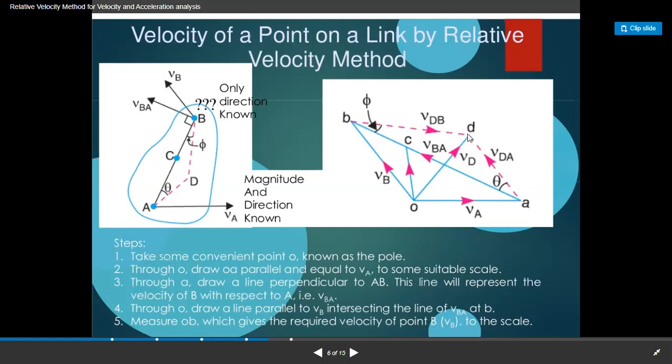Now point D is connected with point O, so you get the absolute velocity of point D. You connect point D with B, so you get the relative velocity of D with respect to B, and point D connected to point A gives the relative velocity of D with respect to A, right?